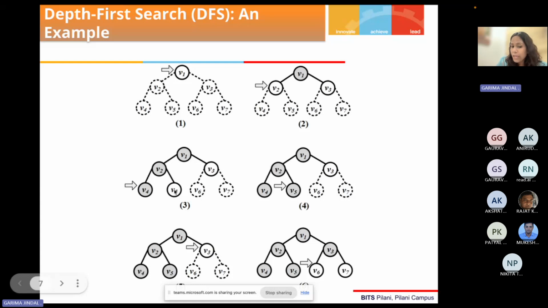Now again for V5 we check whether it has any children or not. The answer is no. Because it does not have children, this will get popped out. Then, because we have traversed all the children of V2, V2 will also get popped out, and so on. This is the way this algorithm is implemented.